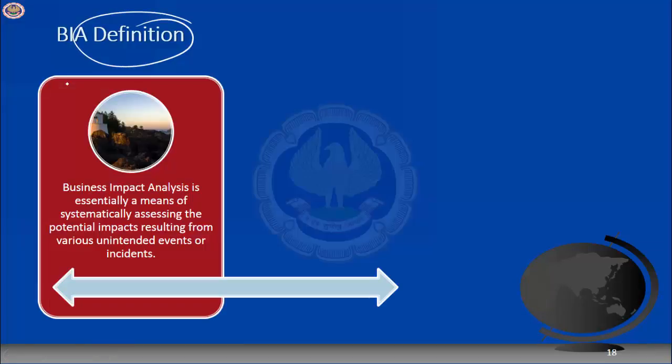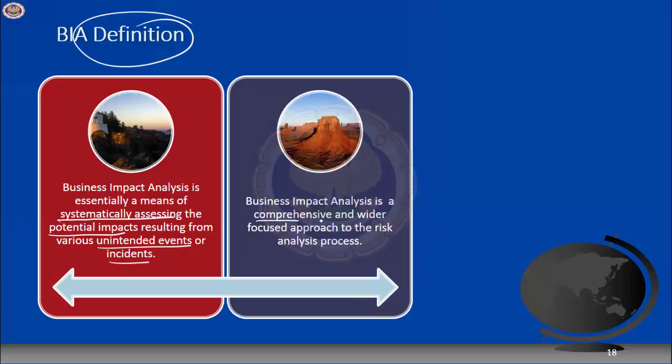Let's understand the definition of BIA. If you look at the keyword here, it's a means of systematically assessing the potential impact resulting from various unintended events or incidents. It provides you a comprehensive and wider focused approach to the risk analysis approach.